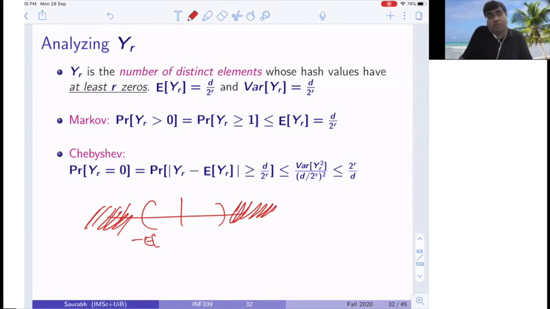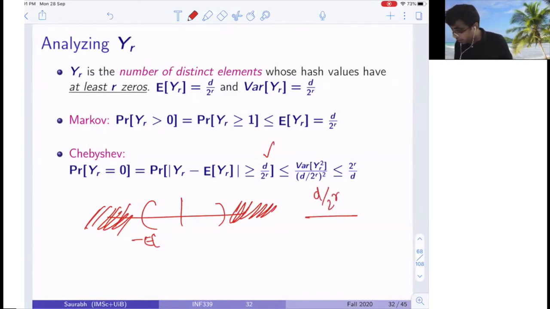So expectation is also d over 2 power r. So what is the probability that yr is equal to 0? It varies from its expectation by the same quantity as its expectation, which is the same as variance of yr over (d over 2 power r) whole square. And what was the variance of yr? It was upper bounded by d over 2 power r. Divided by (d over 2 power r) square, this and this will get cancelled, and we have 2 power r divided by d.